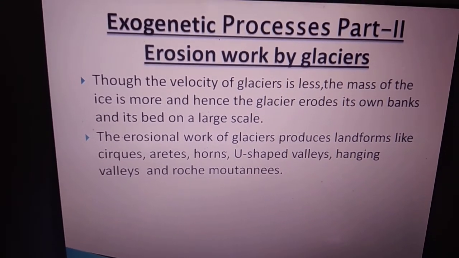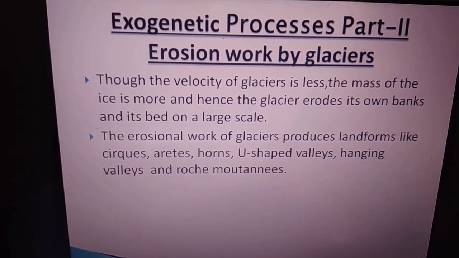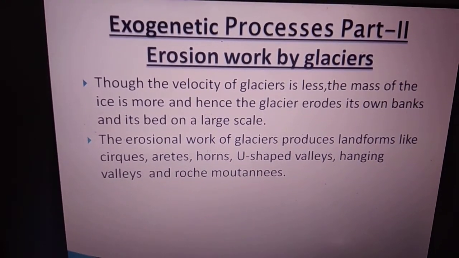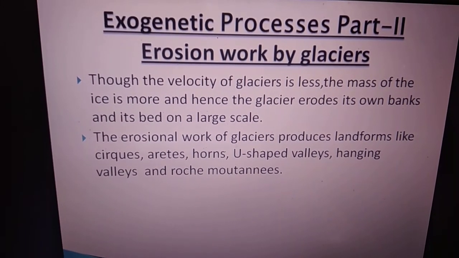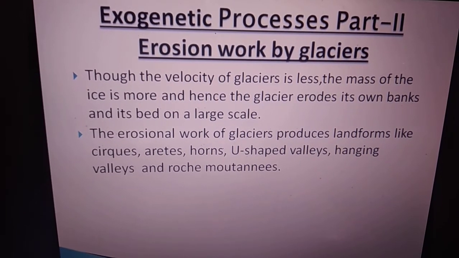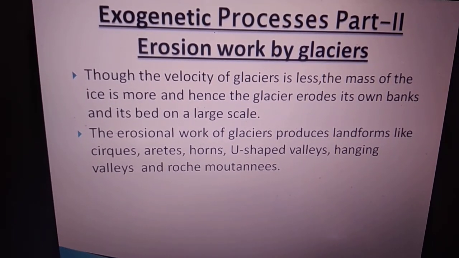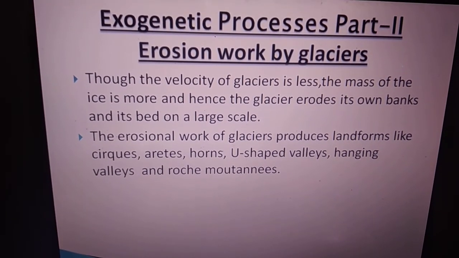and roche moutonnée. As we already discussed in this slide, the velocity of a glacier is less, the mass of the ice is more, and hence the glacier erodes its own bank and its bed on a large scale.